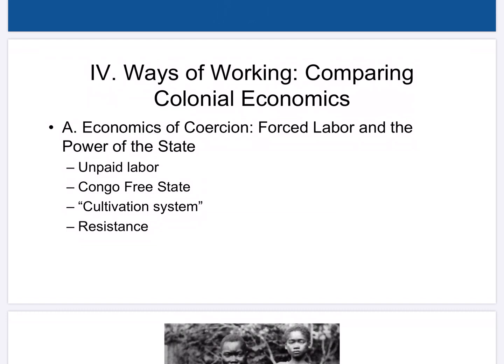Many areas resisted the forced cultivation of cash crops. For example, in German East Africa, there was a major rebellion in 1905 against forced cotton cultivation.